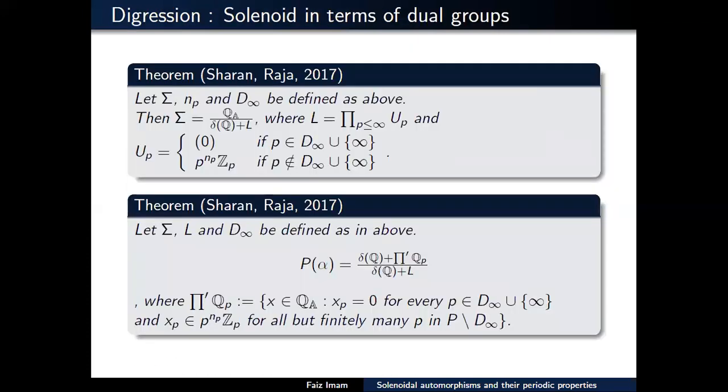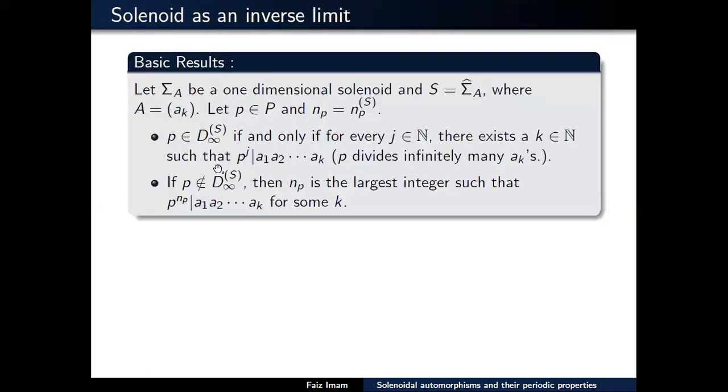Let me go back. Sharan and Raja have done it for p belonging to D infinity and p not belonging to D infinity, and then they have these two characterizations of UP. So similarly, we have obtained the two conditions.